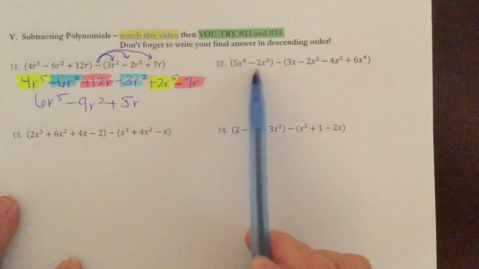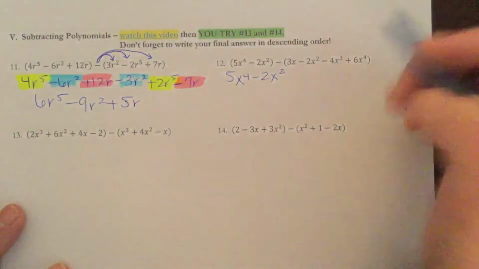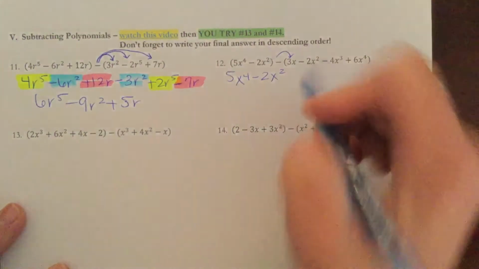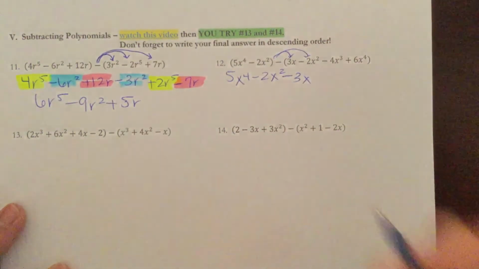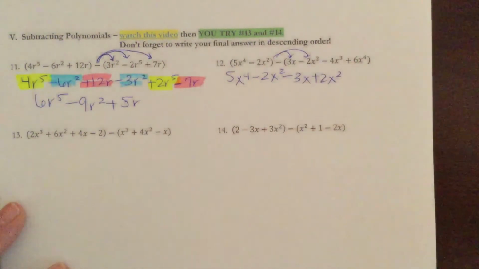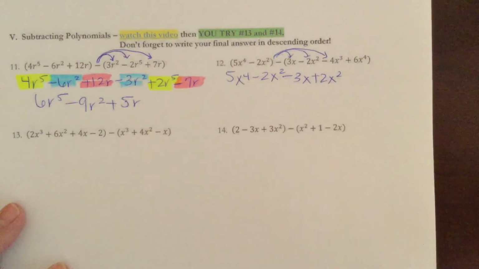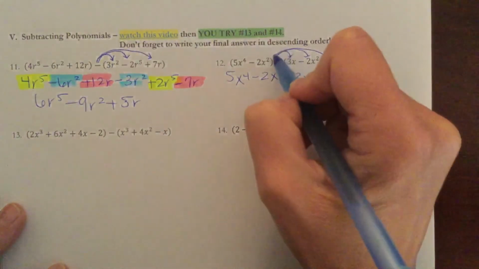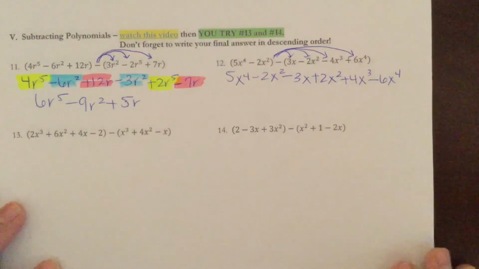We do nothing to the term in front but write it down, 5x to the 4th minus 2x squared, and distribute the subtraction sign. So when I distribute the subtraction sign to a positive 3x, it becomes a negative 3x. When I distribute that subtraction sign to the negative 2x squared, it now becomes a positive 2x squared. When I distribute the subtraction sign to the negative 4x cubed, it becomes a positive 4x cubed. And finally, distributing the subtraction sign to the 6x to the 4th gives me a negative 6x to the 4th.